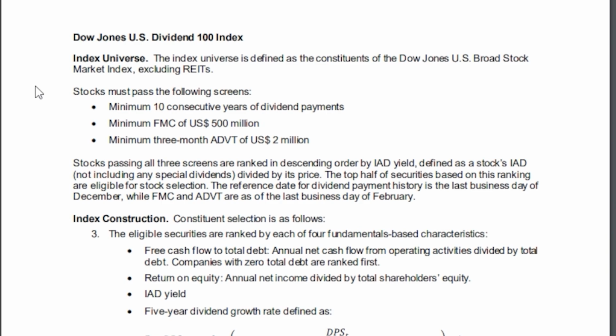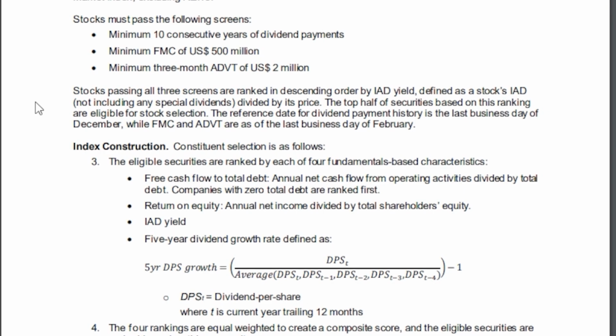of US 500 million, minimum 3-month ADTV of $2 million US. Stocks passing all three screens are ranked in descending order by IAD yield, defined as the stock's IAD, not including any special dividends, divided by its price. The top half of securities based on its rankings are eligible for stock selection. The reference date for dividend payments history is the last business day of December, while FMC and ADTV are as of the last business day of February.